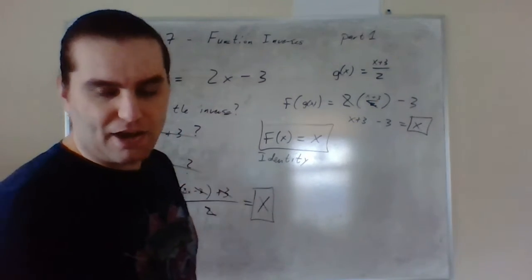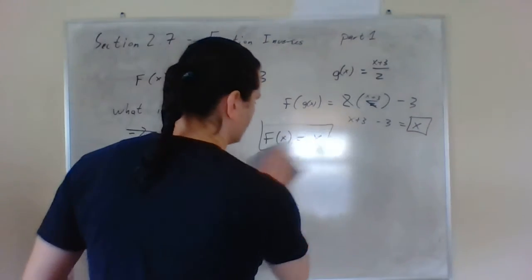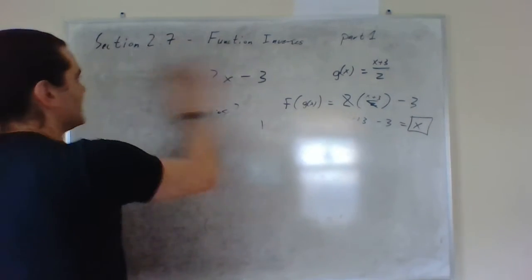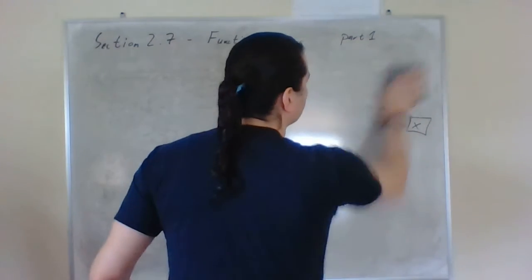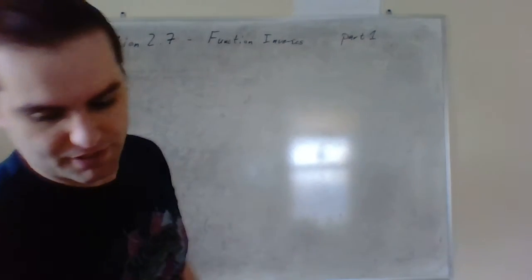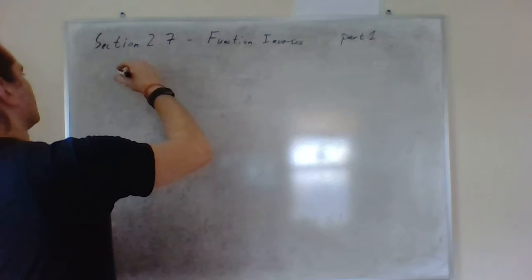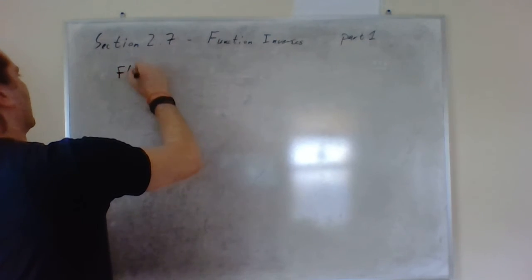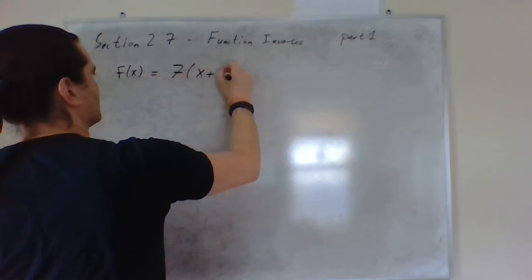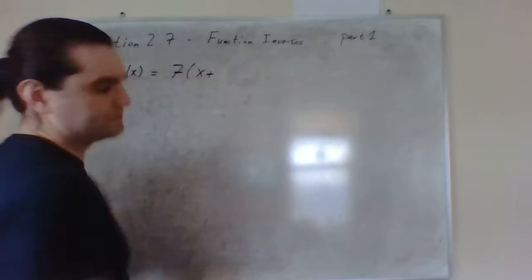Let's talk about how to find a function inverse. There's 2 ways to do this. There's the book technique and the Dave technique. I'm going to show you the Dave technique first because I like it better. Let's start with something like f of x equals 7 times x plus, I already used 3, let's use 7 times x plus 4.